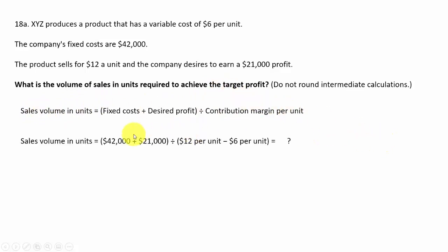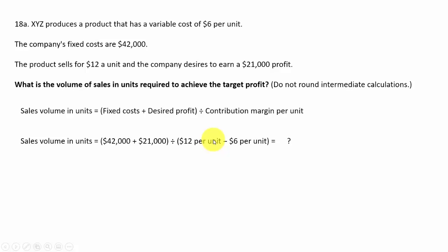So you take $42,000, which are fixed costs, add to that the profit you'd like to make, which is $21,000, and now you've got to recover all your fixed costs and all of your desired profits. That looks like a total of $63,000 that you've got to have. The way you do that is to sell units. When you sell a unit, you're selling it for $12, and your variable cost for that unit is $6. So every time you sell a unit in this situation, you're making $6.